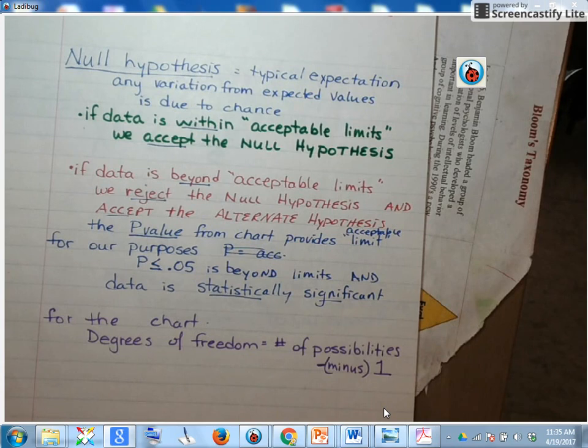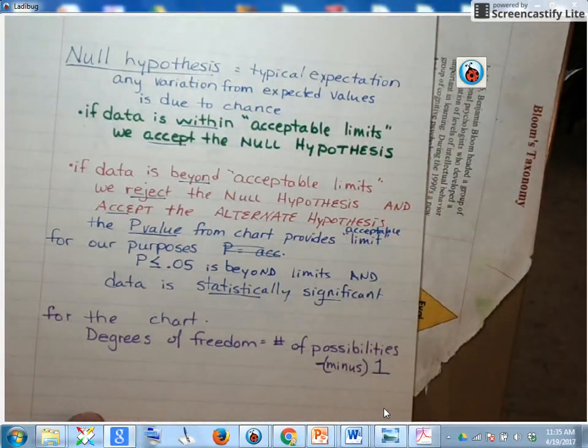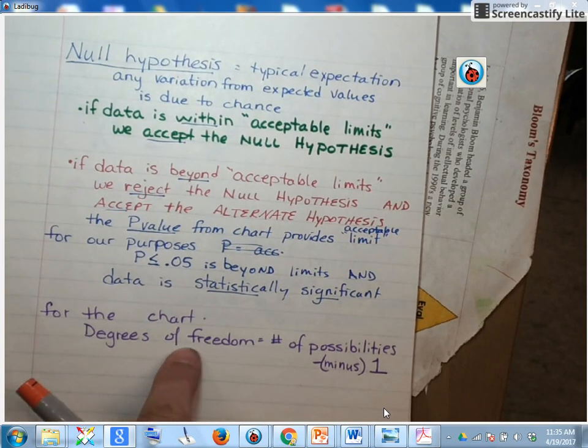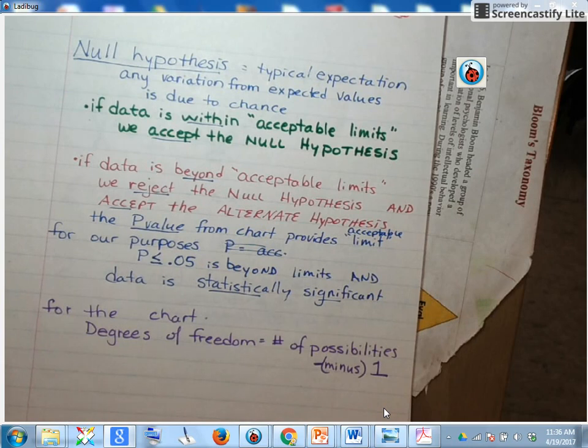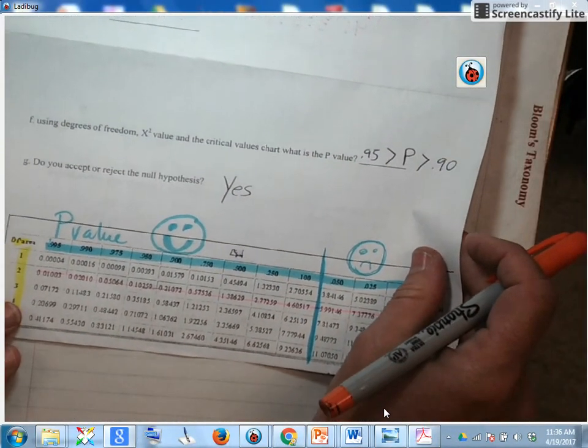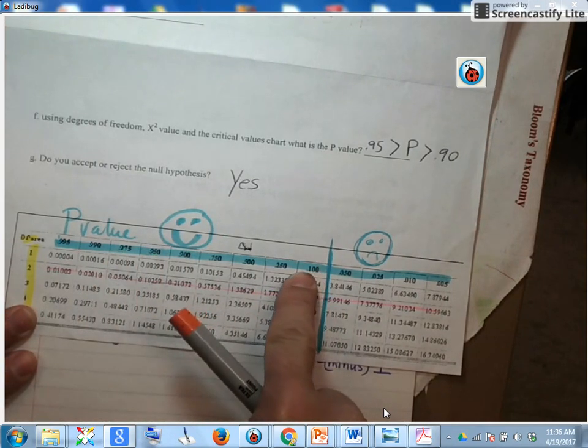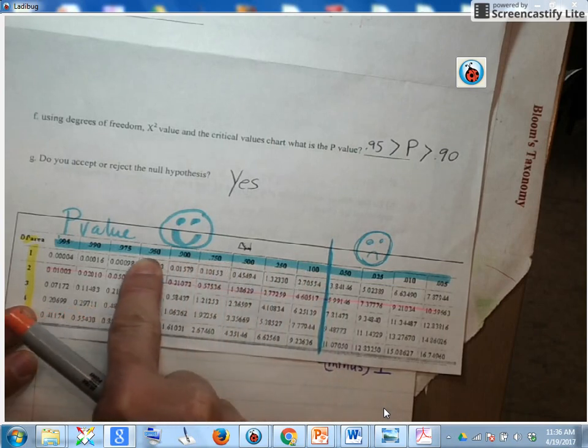Now, in order to decide if we accept or reject, we have to have one of these little tables, and we have to know our chi-square value, and we have to know how many degrees of freedom we have. And we use the table to find our p-value. Our p-value is basically how reliable is our data. If our p-value is over here, 0.1 or greater, then we accept the data. It's not exactly what we expected, but it's within acceptable limits. If our p-value falls over here, or if our chi-square value falls over here, our p-value would be beyond acceptable limits, and we would reject the null hypothesis.